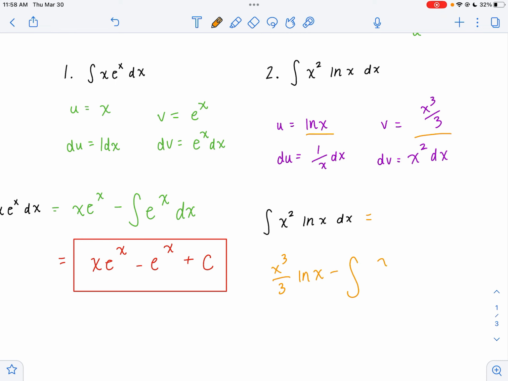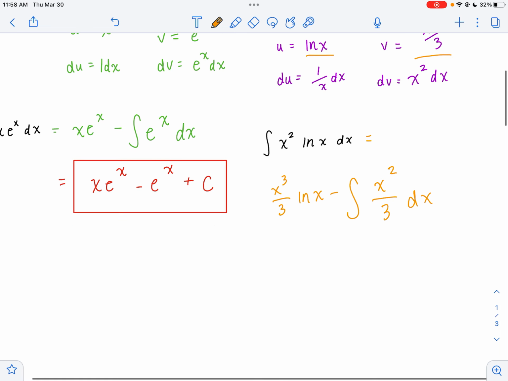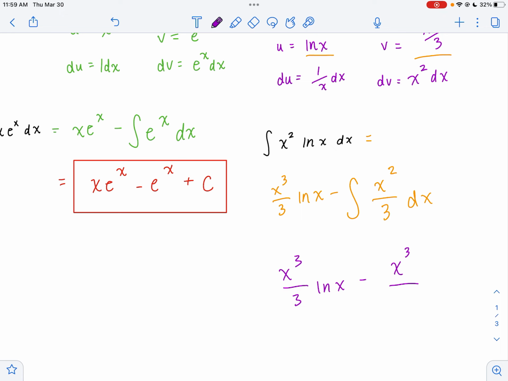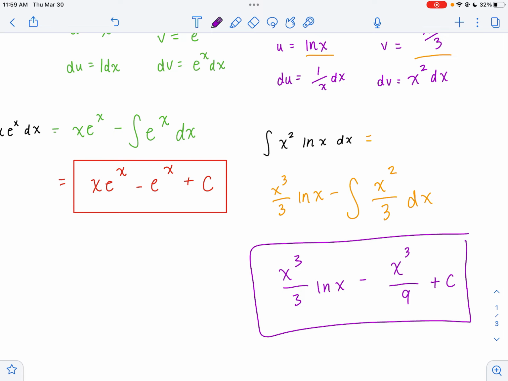In this case, if I'm taking x to the third over 3 times 1 over x, instead of doing that, I can just multiply them across and then divide. That gives me x squared over 3 dx. Now I can integrate that a little bit easier. So our final answer ends up being: keep what we have at the front, and then when we integrate, we raise this power to x to the third, and then we have to divide by 3 again, so essentially that becomes over 9. Can't forget our constant. That gives us our final answer.